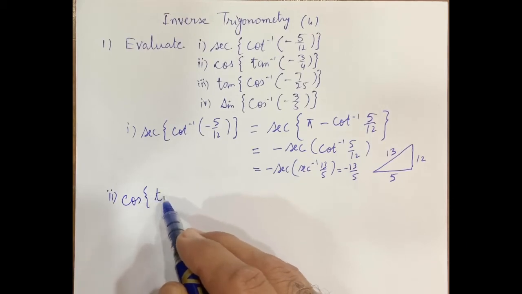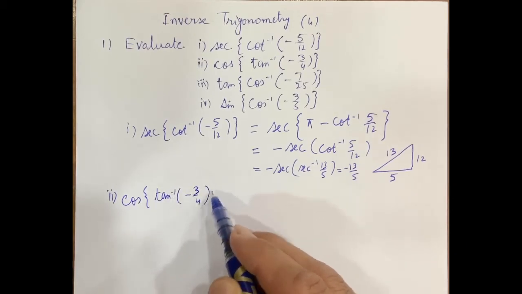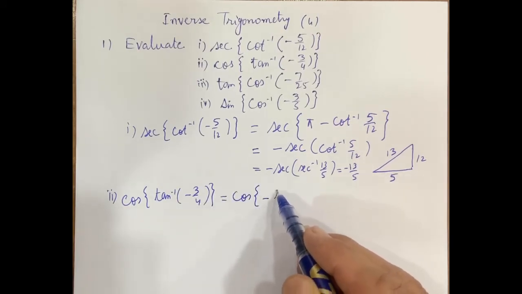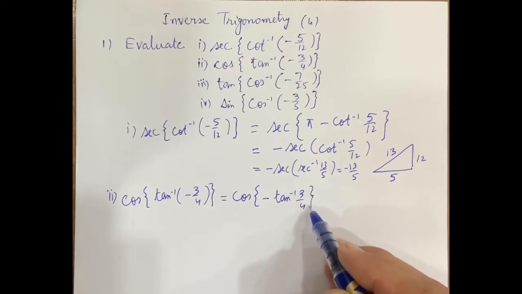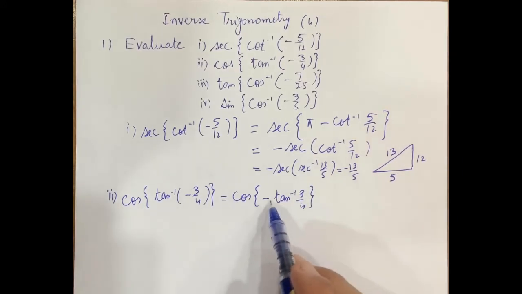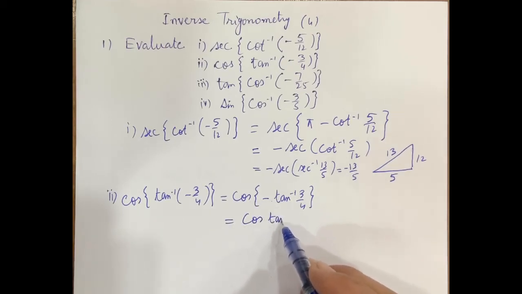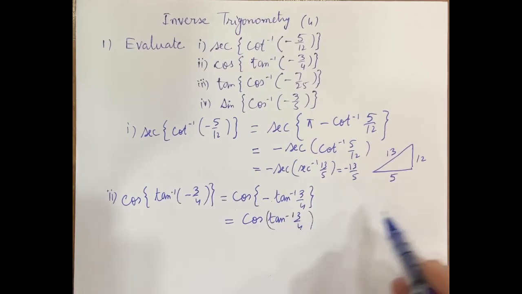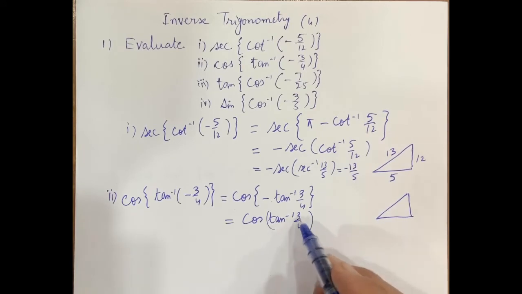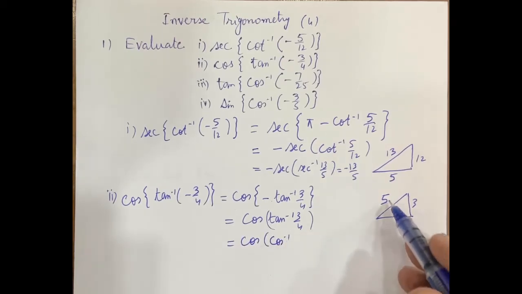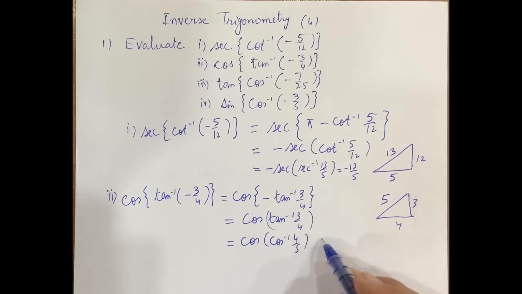Second part. Cos of tan inverse of minus 3 by 4. Now tan inverse of minus x is minus tan inverse of x using properties. Then cos of minus theta, again using allied angles, cos of minus theta is cos of theta. So cos of this is tan inverse of 3 by 4. Now next draw a triangle in which tan theta is 3 by 4. This will be 5 and this can be written as cos inverse of 4 by 5. Cos of cos inverse of 4 by 5, this is 4 by 5.